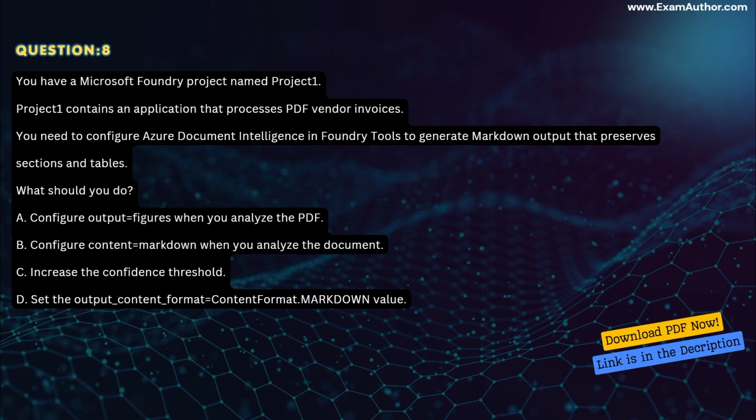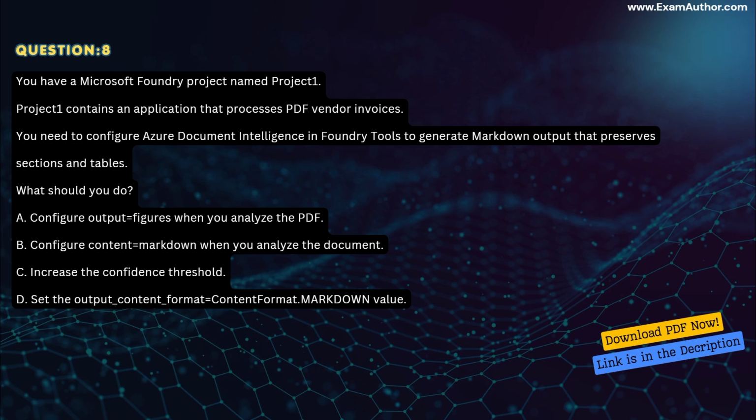Question 8. You have a Microsoft Foundry project named Project 1. Project 1 contains an application that processes PDF vendor invoices. You need to configure Azure Document Intelligence and Foundry tools to generate Markdown output that preserves sections and tables. What should you do? A. Configure output equals figures when you analyze the PDF. B. Configure content equals Markdown when you analyze the document. C. Increase the confidence threshold. D. Set the output_content_format equals content format.markdown value.